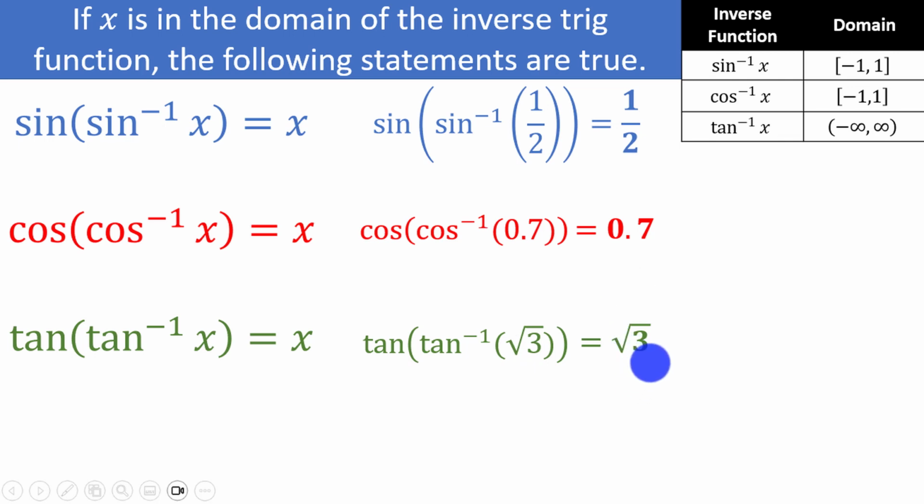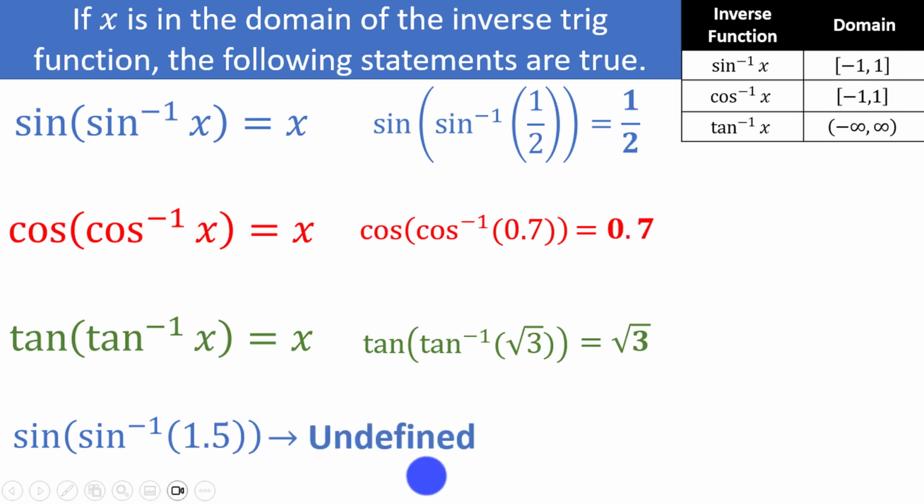Okay. Now the only thing you have to watch out for is whether or not this value on the inside is outside of the domain of your function. So for example, let's say we have sine of inverse sine of 1.5. Well, that's not going to work out because this is asking us on the inside, sine of what gives you 1.5? Well, sine can never be bigger than 1. The domain of inverse sine is from negative 1 to 1. So there is no value that you could plug into a sine function to get 1.5. So this is going to be undefined.